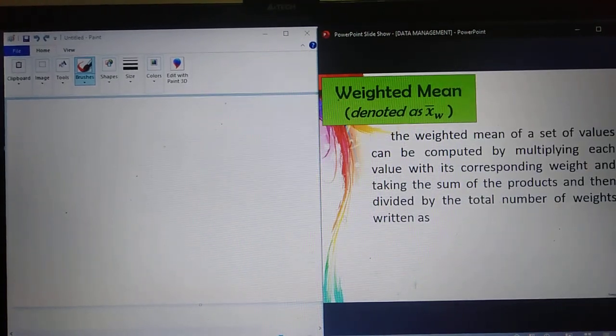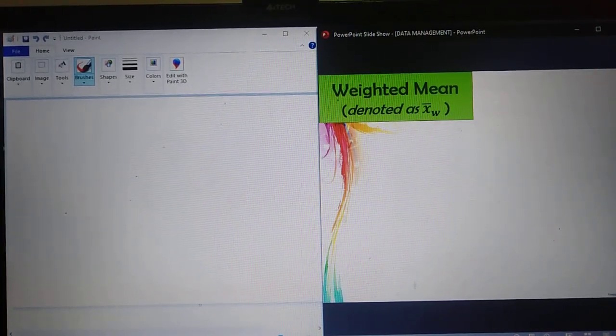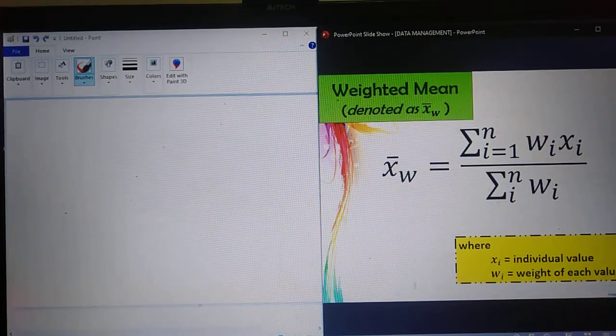So the weighted mean of a set of values can be computed by multiplying each value with its corresponding weight, taking the sum of the products, and then dividing by the total of the weights, written as, okay, yan yung formula natin, wherein x sub i is the individual value and w sub i is the weight of each value.